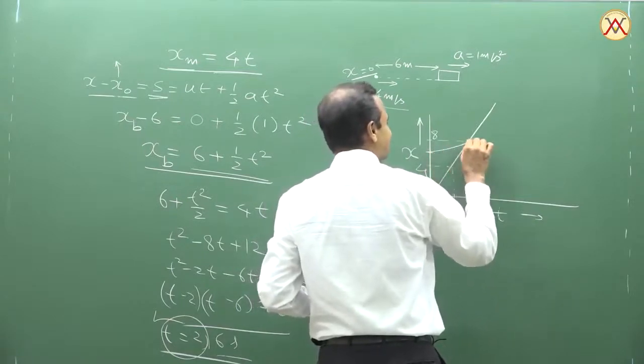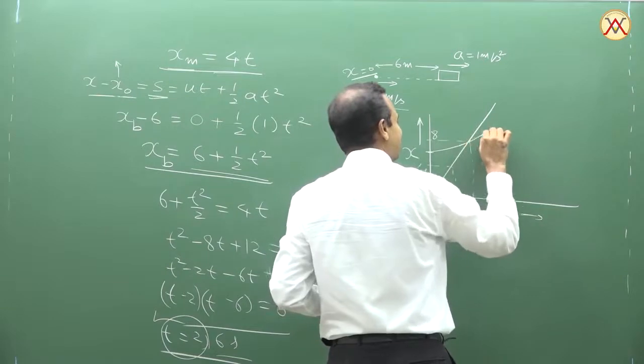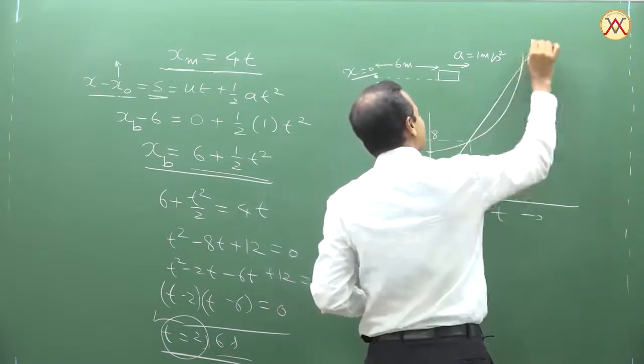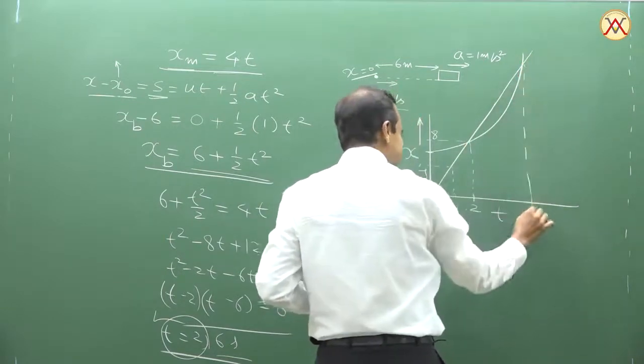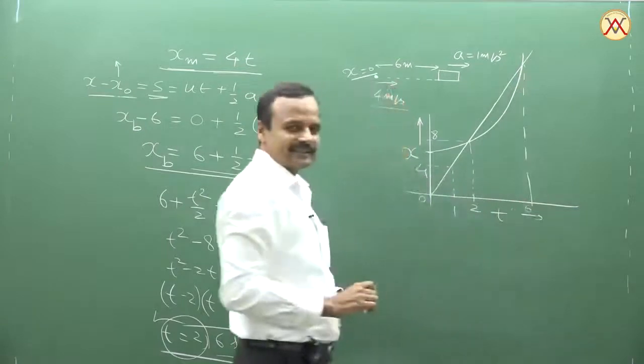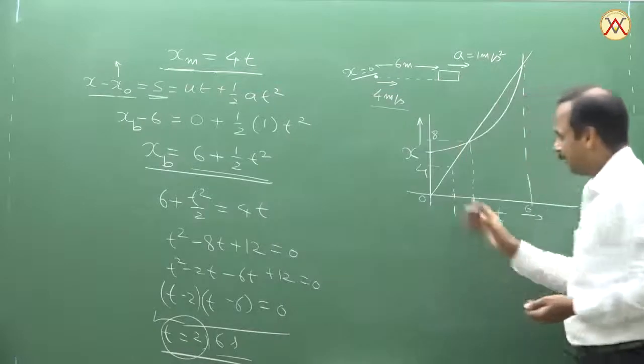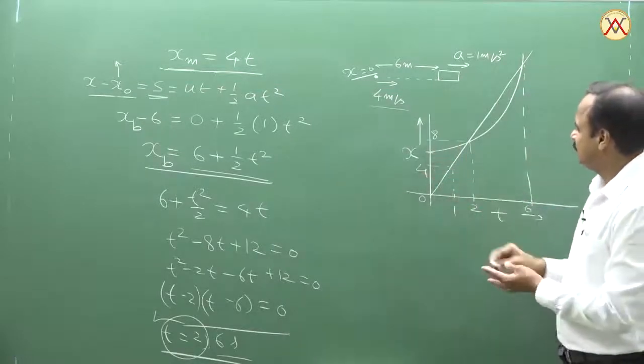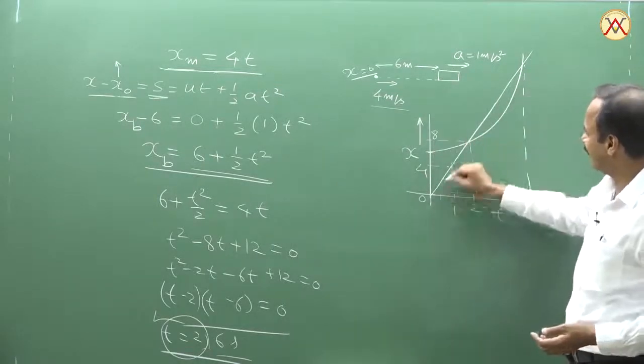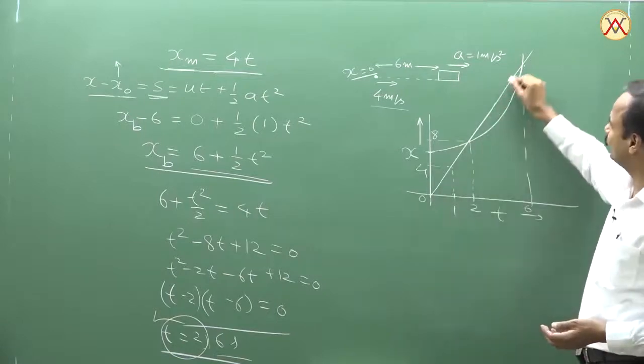So this will be the common point, and then another common point we will get somewhere here. This is the other solution at 6 seconds. But will this actually happen? Will the bus keep going like this, and will the man keep on going like this?